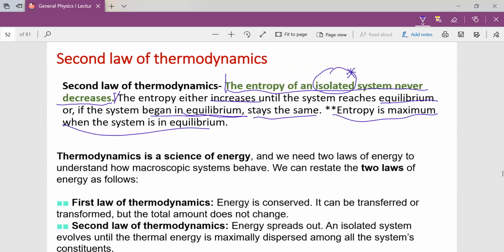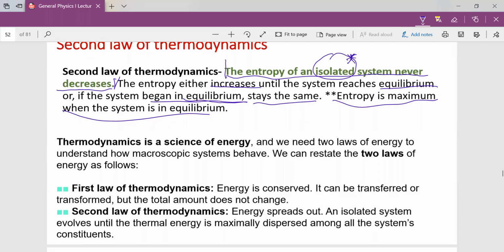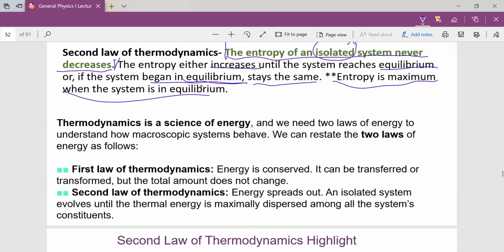Note the word isolated. When we described or explained the first law, we were describing it in terms of a system that interacts with its environment. It can lose heat, it can gain heat, there will be input of work done and output of work done. But for the second law, our focus or definition of the distribution is in reference to an isolated system. That does not mean this law does not describe systems that interact with the environment, but it is based on a certain rule, or principle.